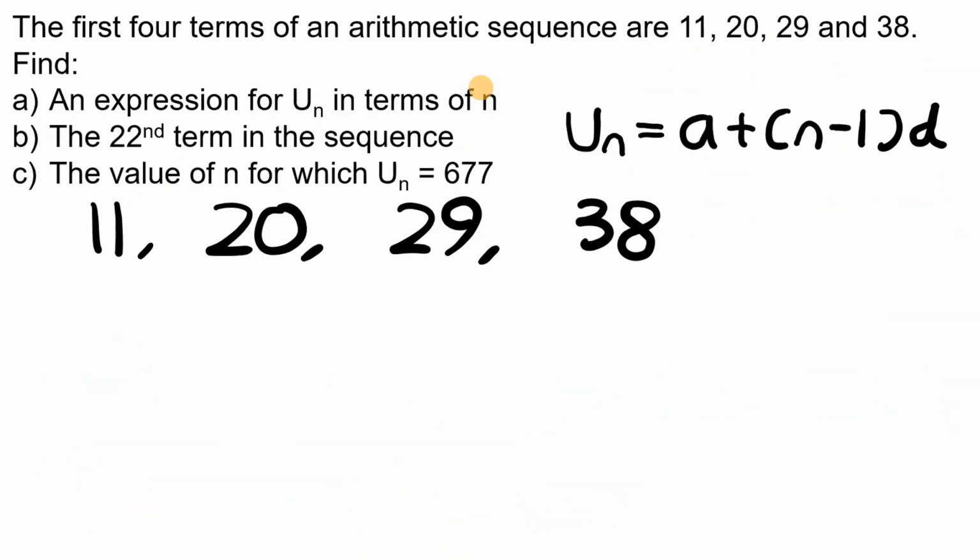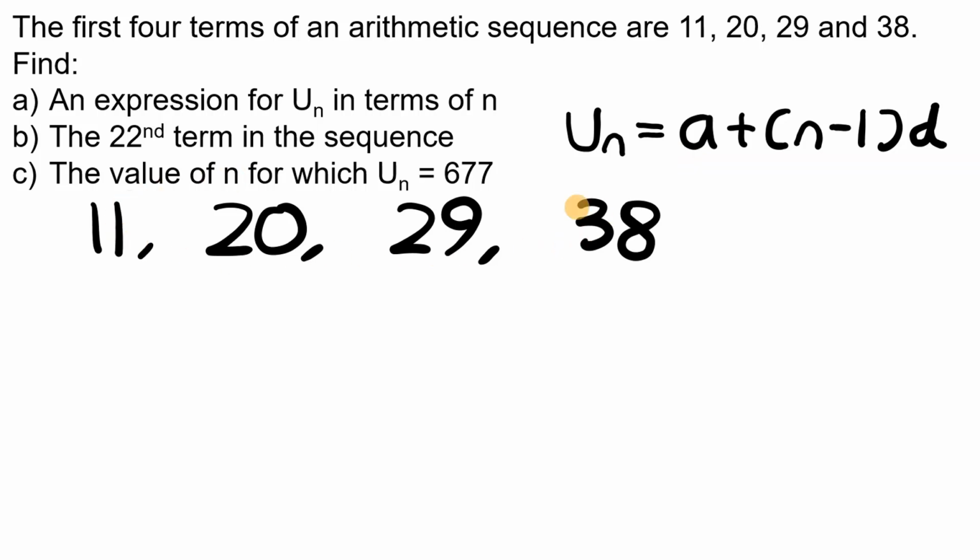Okay, so here's an example question where we're told the first 4 terms of an arithmetic sequence are 11, 20, 29, and 38. And for part A, we need to find an expression for un in terms of n. Okay, so I've given you the formula here for un. Remember, again, this is not in the formula booklet, so you will have to remember this.